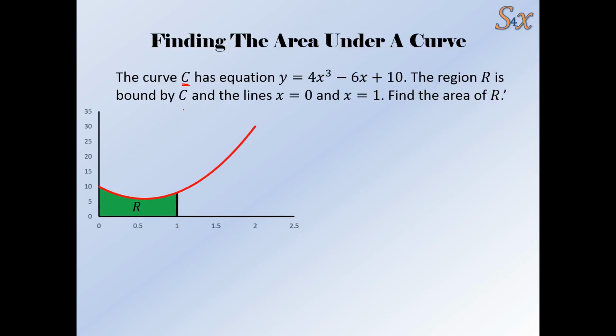Here's the equation, y equals 4x cubed minus 6x plus 10 graphed, okay? This red line here. Now it says it's bounded by C, and the lines x equals 0, which is this line here, and x equals 1, which is this line here. Okay, so that is the region R, which I've written the big R in and shaded it in green. They'll sometimes give you a sketch, sometimes you might have to do one yourself, okay? But hopefully you can see how I've translated that question into a graph. Just draw the graph.